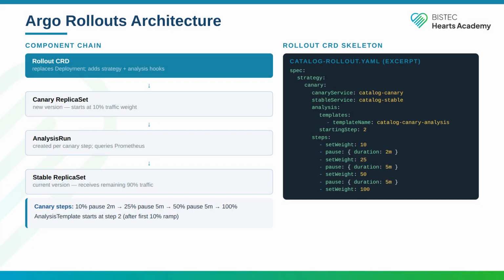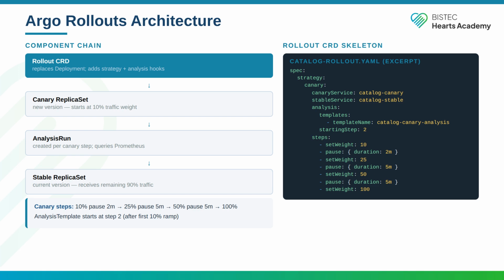Argo Rollouts is a Kubernetes controller that replaces the standard deployment rollout algorithm with a programmable one. You install it as a custom resource definition, then convert your existing deployment YAML to a rollout YAML. The pod specification is identical. The spec templates section does not change. Only the strategy block is replaced.